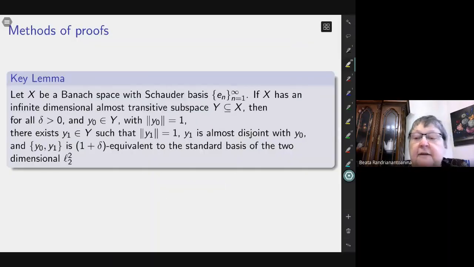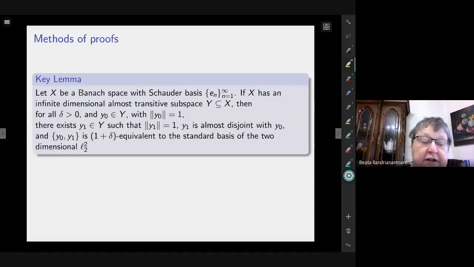So what is the proof of those things? The key lemma, method of proof. The key lemma is the following. I am thinking of it like the existence of a circle.